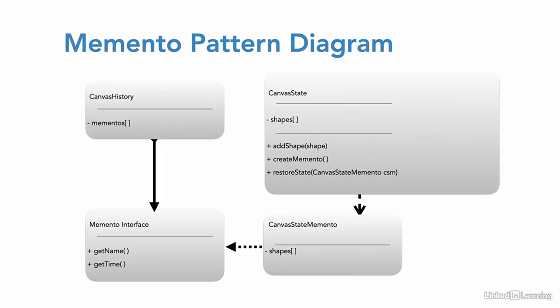And lastly, the rest of the program, the history mechanism, for example, would only interact with these canvas state mementos through the memento interface we created. So it wouldn't be able to make any kind of changes to those snapshots that we've taken of our state.